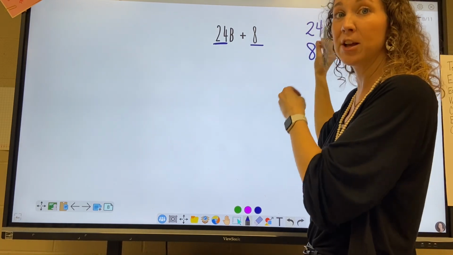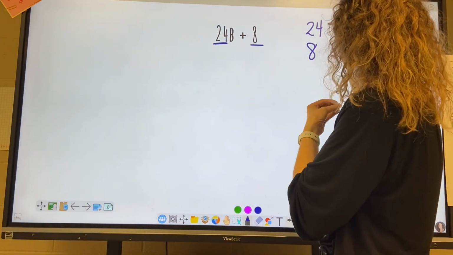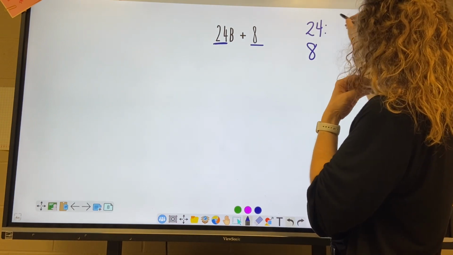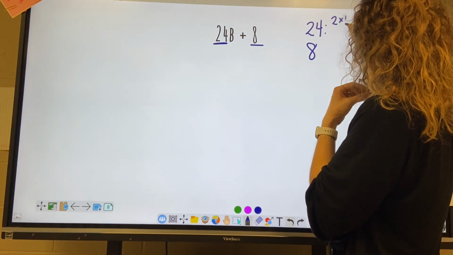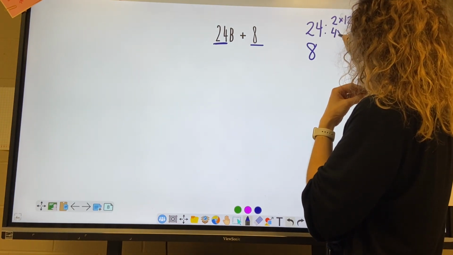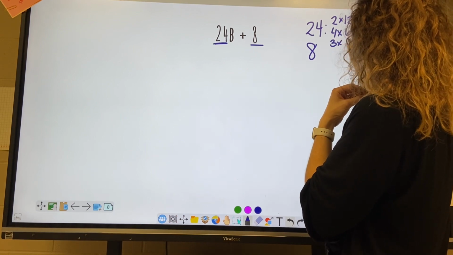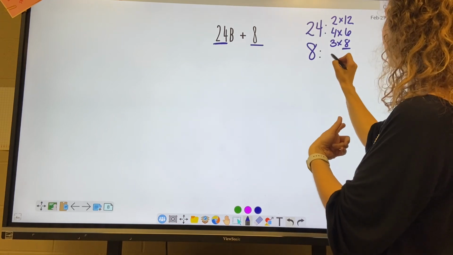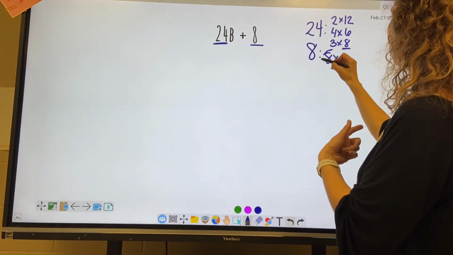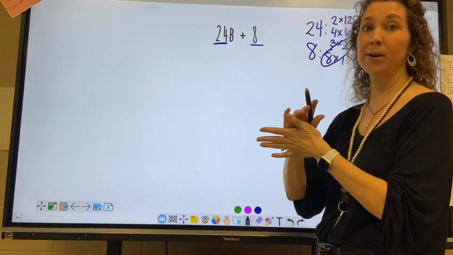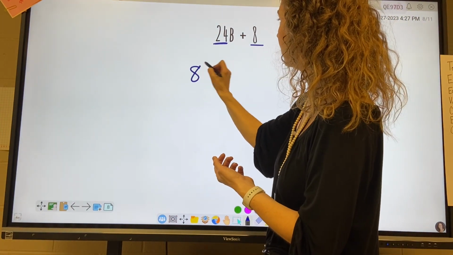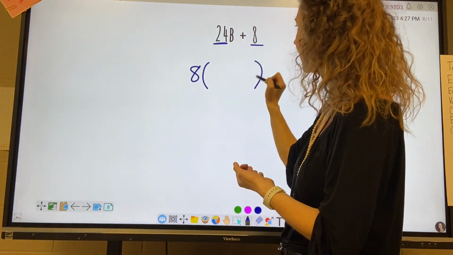What do they have in common? Okay, the greatest common factor. They probably have a lot in common. 24 is 2 times 12, 4 times 6, 3 times 8. Oh, look at that. There's an 8 in common, and this is an 8. That's 8 times 1. So they have an 8 in common, so we're going to factor out the 8.